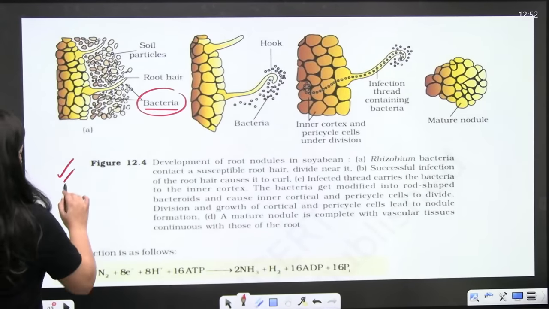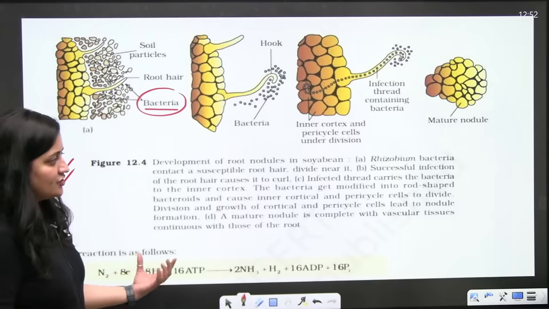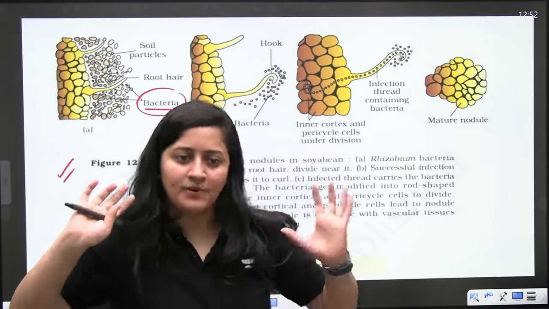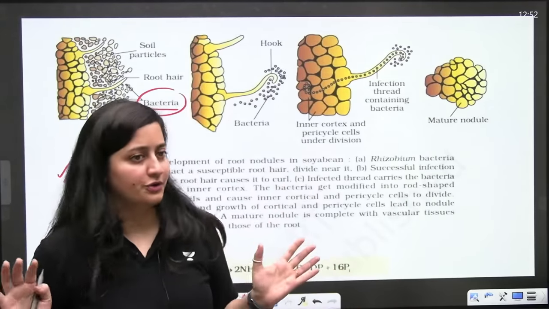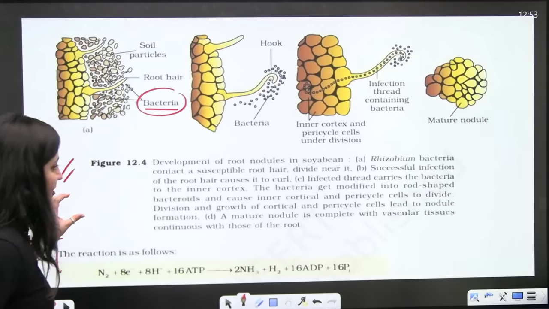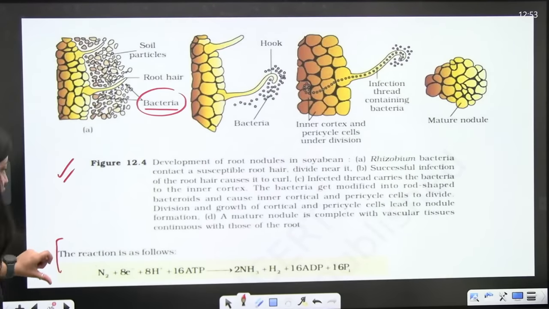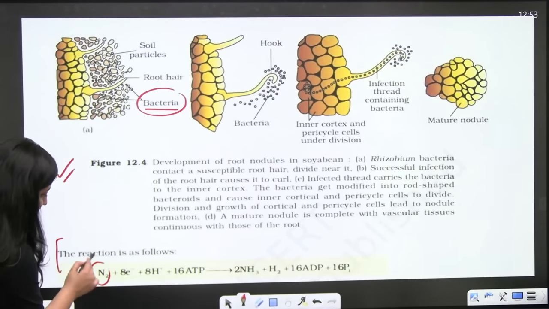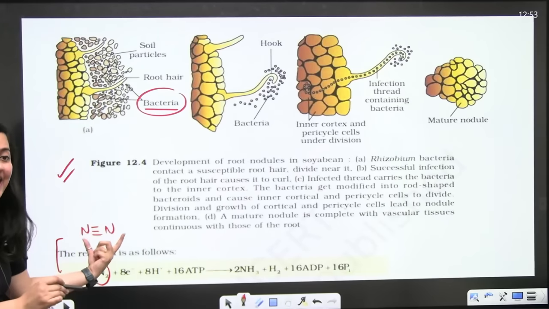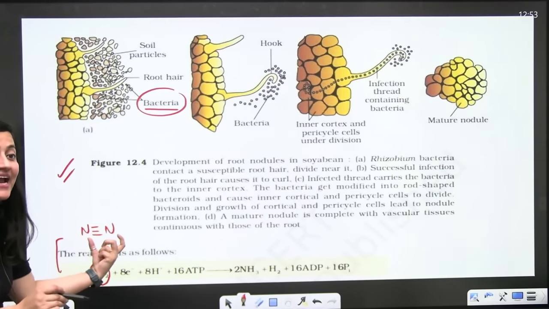It is ammonia. Now, when you talk about this particular reaction, although you know many genes are involved, they are not given in NCERT, so we are not going to talk about that. I think you know about the nif genes and all, but we are not going to discuss that. So, the reaction you just need to remember: it is N2.